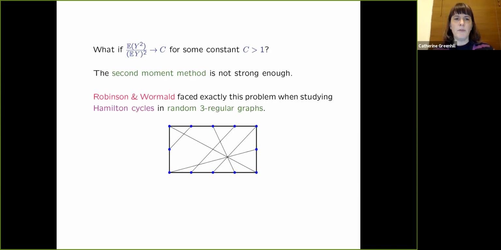And this is the problem that Robinson and Wormald faced in the 80s when they were studying Hamilton cycles in random 3-regular graphs. So here is a 3-regular graph. And of course, a Hamilton cycle is a cycle that visits all the vertices. So I've shown a Hamilton cycle around the outside. And in a 3-regular graph, if you take a Hamilton cycle away, what you're left with is a perfect matching, as in this picture.